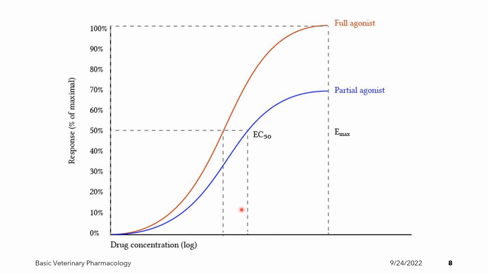This is a dose response curve of a full agonist, now that is in red, and a partial agonist in blue.